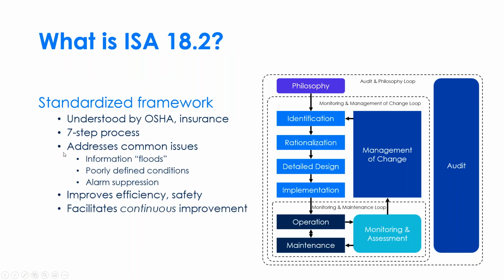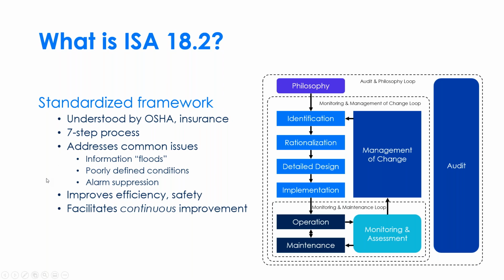So what is ISA 18.2? It's a standardized framework. It's something that's understood and accepted by OSHA and the insurance industry. And it revolves around a 7-step continuous process that aims to address common issues with industrial alarm systems. For example, information floods, right? There are so many conditions happening at the same time that the operator doesn't have a clear picture of what's happening or what they can do to resolve it.